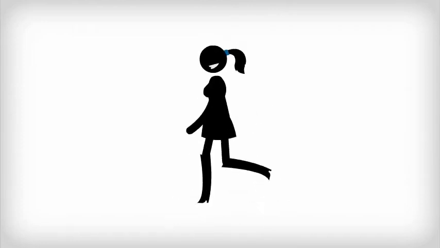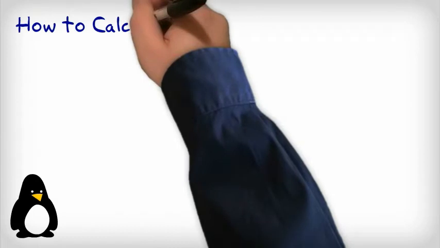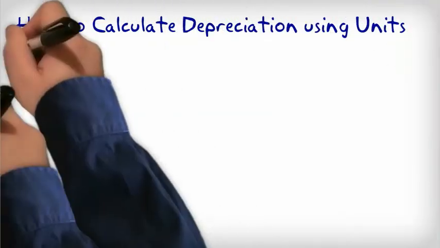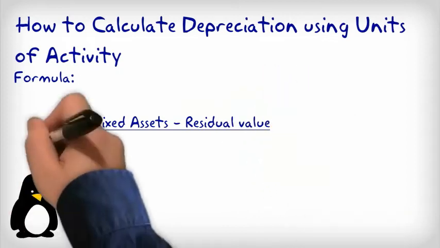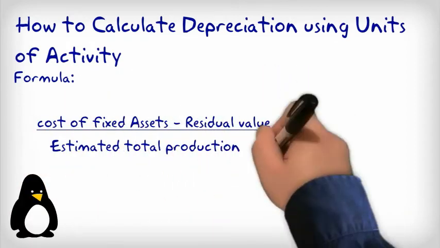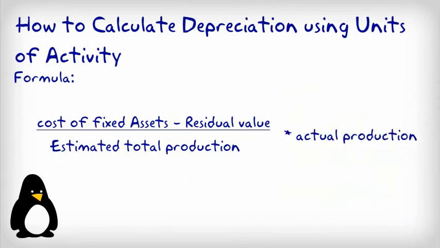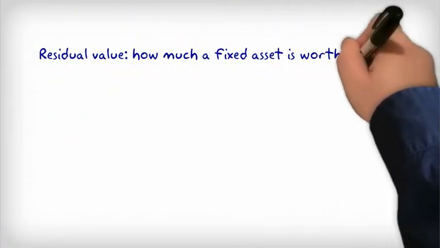So the second thing Narita's going to discuss with you is how to calculate depreciation using the units of activity method. The formula is as follows: cost of fixed assets minus residual value, divided by estimated total production altogether, times actual production. So what is residual value? As you should know, residual value is how much a fixed asset is worth at the end of its useful life.